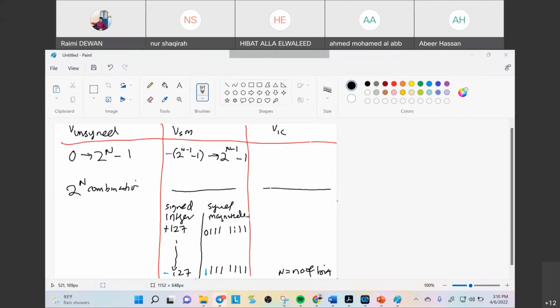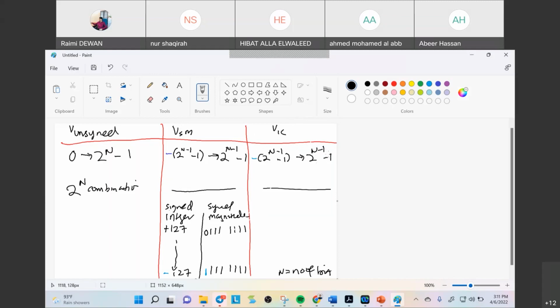Now we go to the next one, which is the ones complement. One's complement means you just flip it. In n bits, for the ones complement, the value is negative, from which value to which value? Negative 2 to the power of n minus 1, until 2 to the power of n minus 1, minus 1.